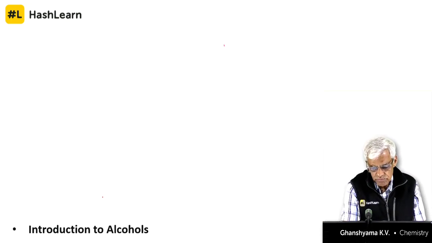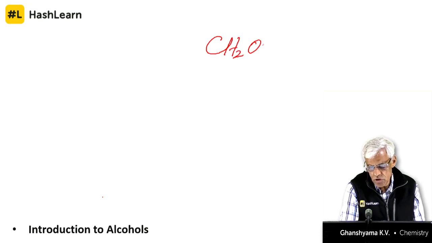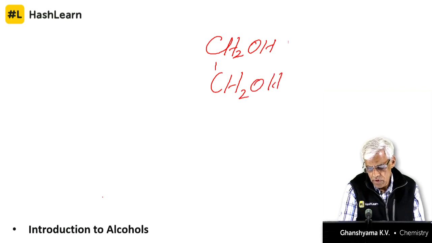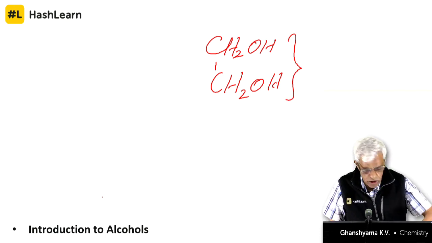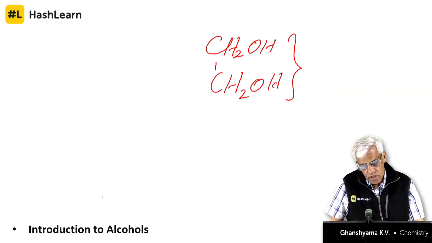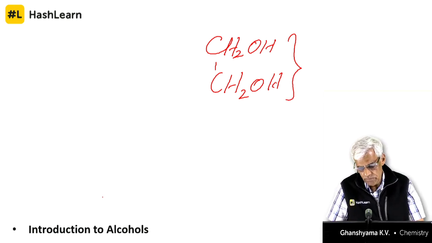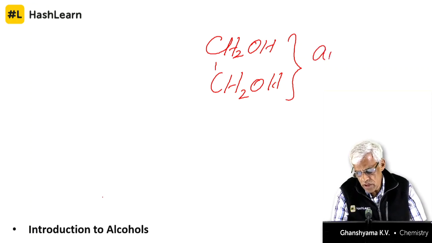Similarly, we have other alcohols. See, for example, CH2OH, CH2OH. This is called ethylene glycol. This is used in cold countries as an antifreeze.